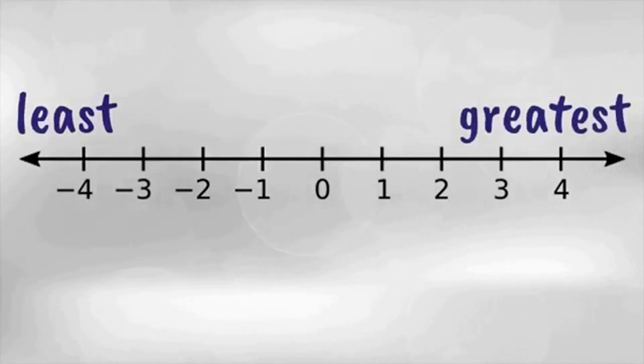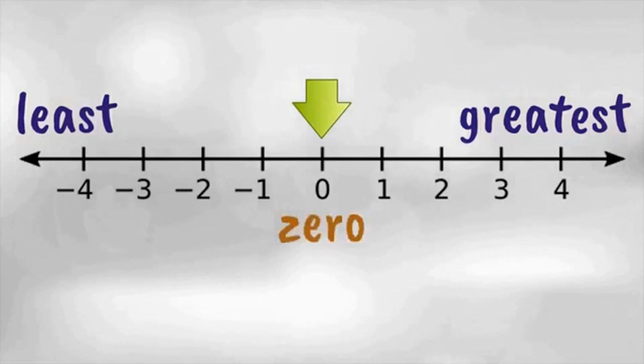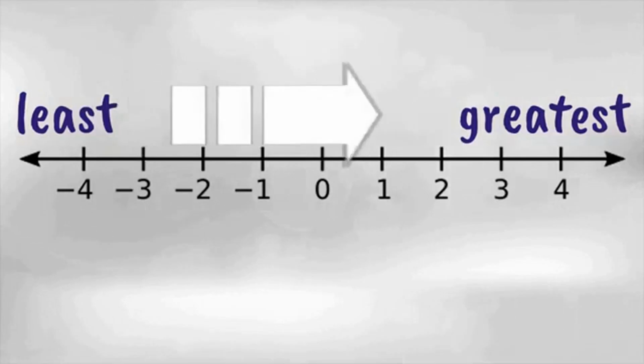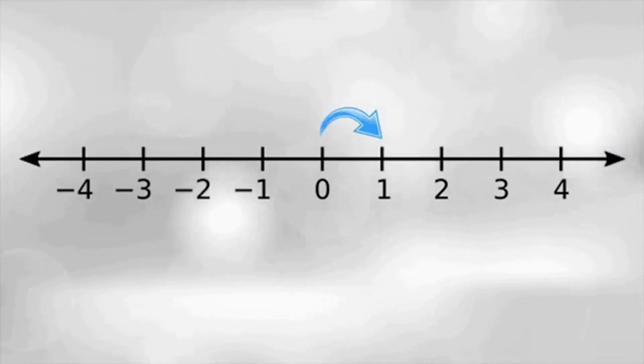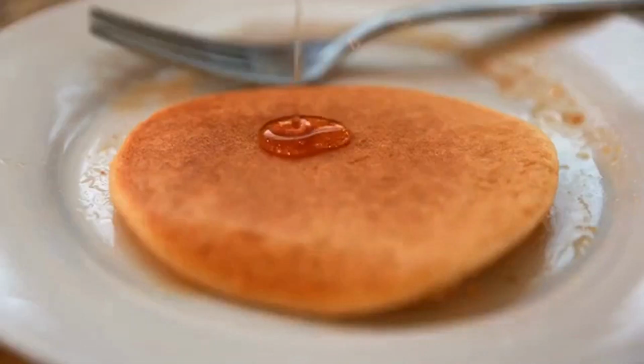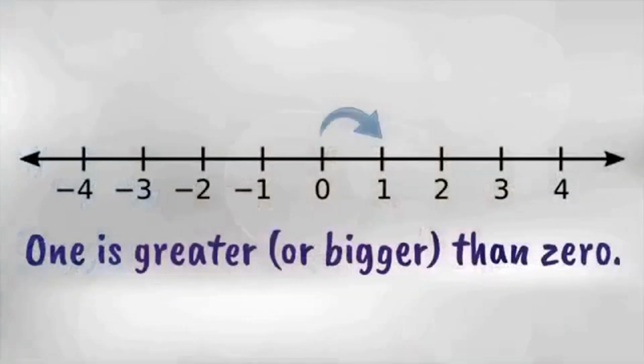On this number line, what number is in the middle? Yeah, 0. The number 0 is in the middle of this number line. Since number lines move from the least to the greatest number, every number gets bigger as we move down the line. So 1 is bigger than 0, which we know. If you have 1 pancake, that's more than if you have no pancakes, right? I mean, no pancakes, that would be so sad. 1 is greater or bigger than 0.